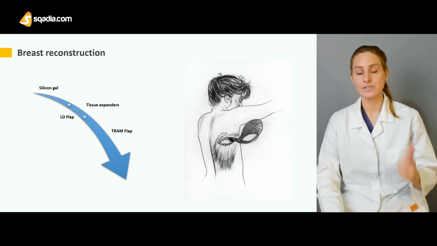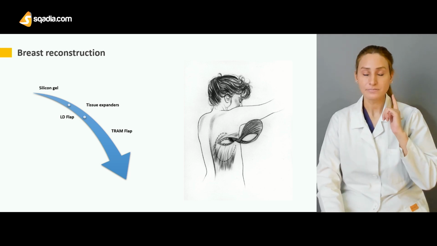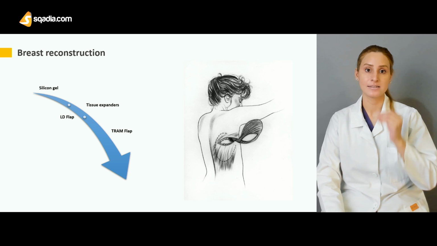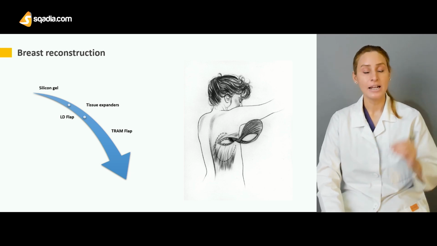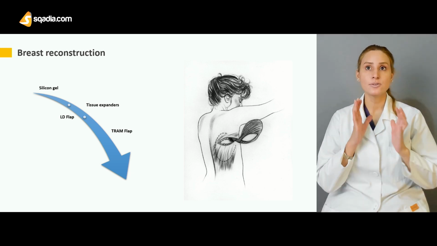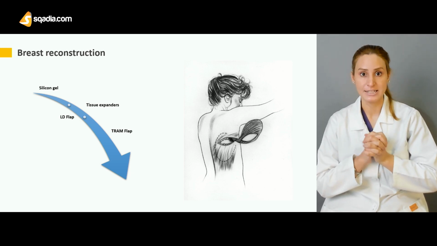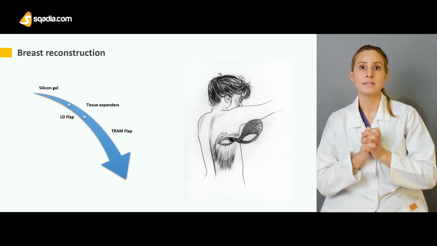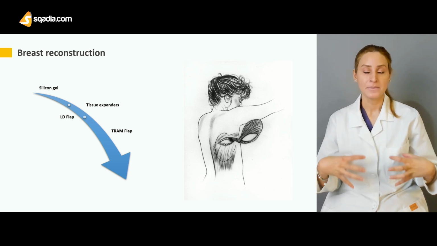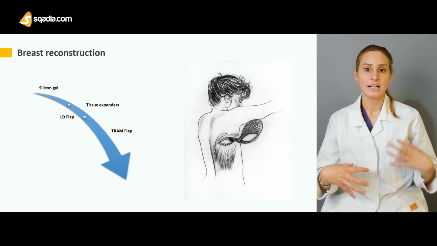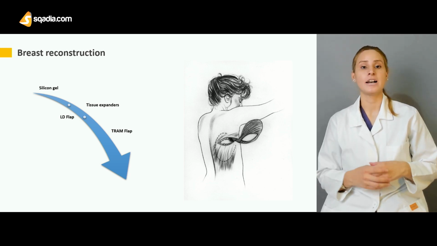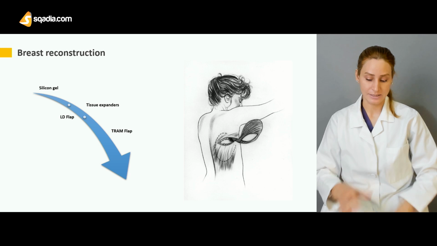And there is another option, which is the TRAM flap, the transverse rectus abdominis muscle flap. It is also a myocutaneous flap. The transverse rectus abdominis muscle flap is gaining popularity day by day, because those people who have a little belly fat can also get rid of belly fat when you are doing the TRAM flap.